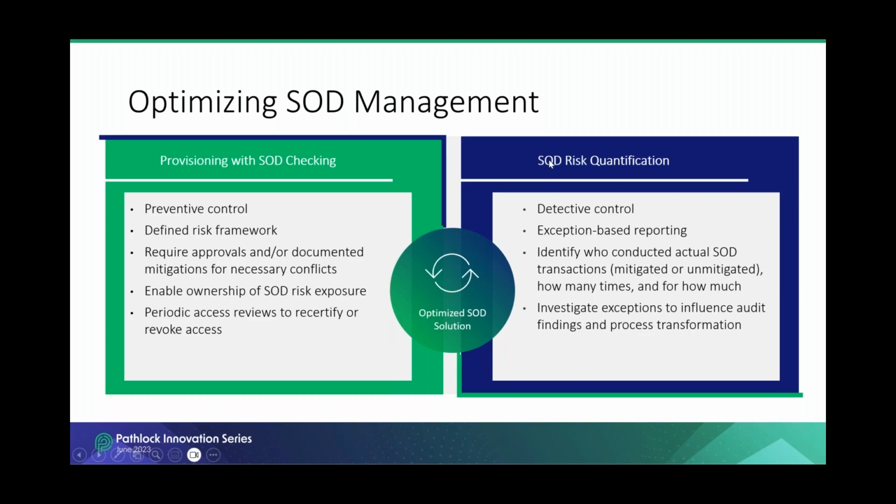But of course, there are always business needs. There are always reasons that access will need to be retained or risks will need to be accepted or monitored. And that's really where this risk quantification comes in on the back end as your detective control, to provide that exception-based reporting and identify who has actually conducted these things, how many times, and how much, and give you a work list of things to investigate and really make sure that the access is being used for what it needs to be used for, and there's nothing inappropriate occurring, and provide that comfort level.